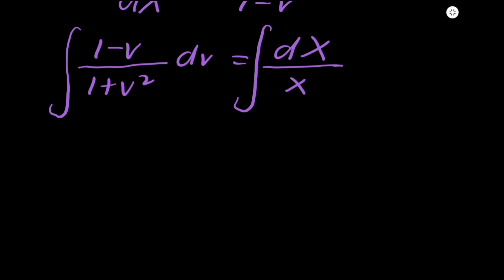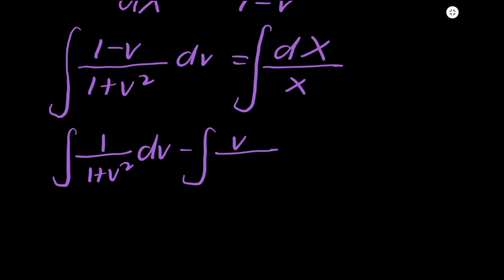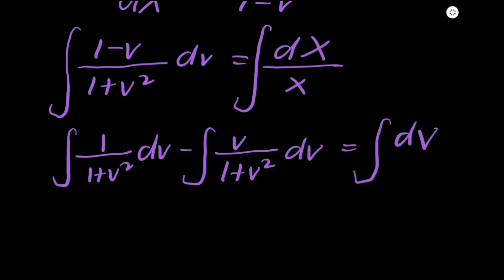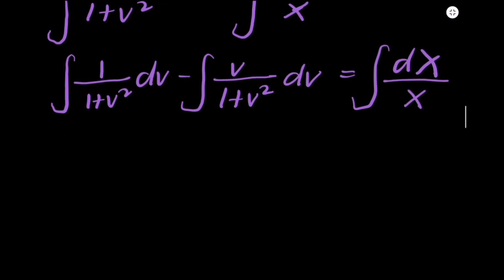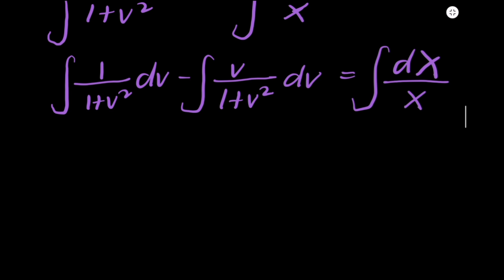Now, actually we can split the integral into two parts, right? So the left side becomes the integral of 1 over 1 plus v squared dv minus the integral of v over 1 plus v squared dv, right? So we split the integral, equals the integral of dX over X. This is capital X.